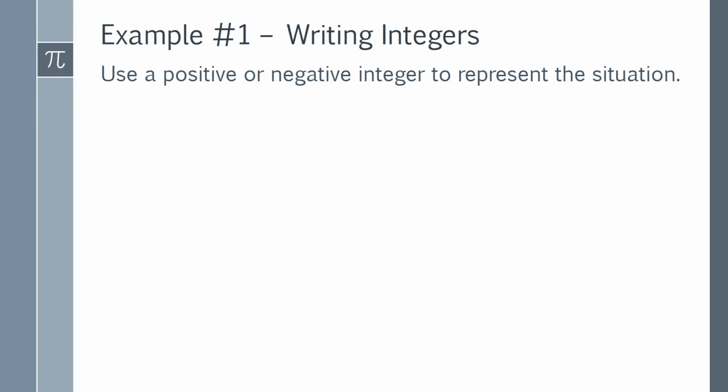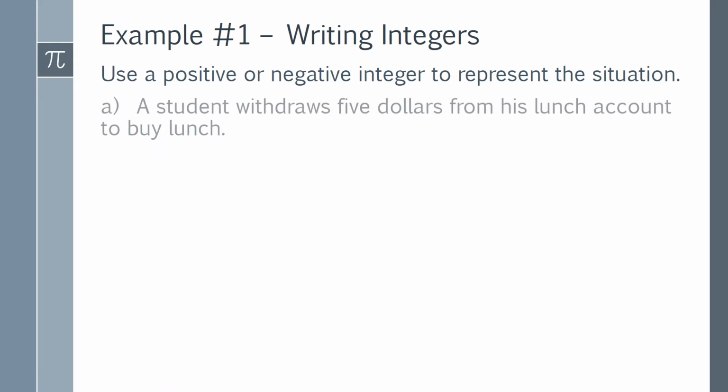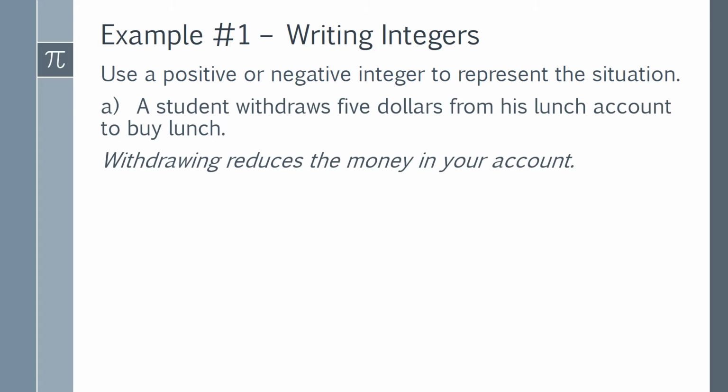Now we're ready to take a look at our first example. Use a positive or negative integer to represent the situation. A student withdraws $5 from his lunch account to buy lunch. Withdrawing reduces the money in your account. In this case, we need to use a negative integer. So negative 5 represents the change to the student's lunch account.